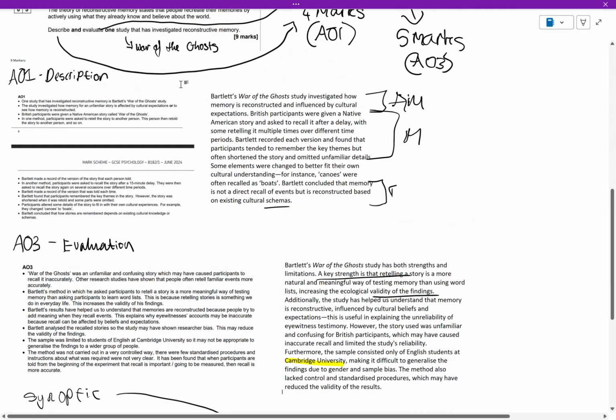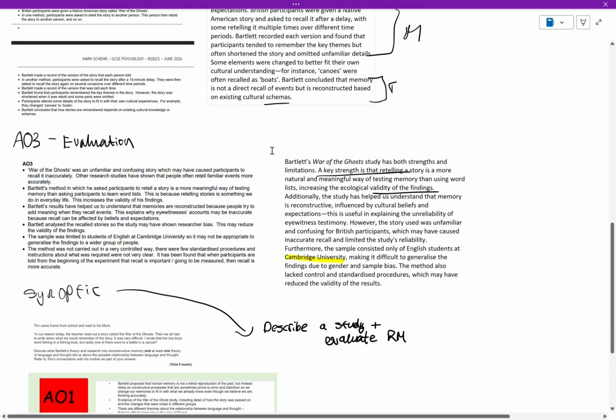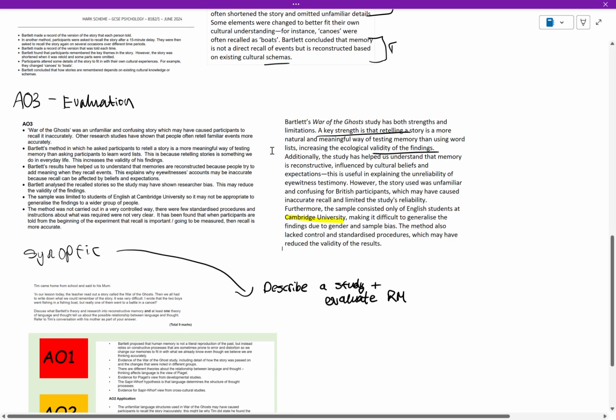Another example could be literally anything. It could be describe and evaluate Murdoch's serial position study. Describe and evaluate literally anything, any study, any theory you can think of that you cover in GCSE psychology, you can be asked a 9-marker on. You can also be asked 9 markers on not exactly studies and theories, but also concepts. So I've seen a couple 9 markers, for example, of describe and evaluate the use of interviews in psychological research, describe and evaluate the use of observations in psychological research, describe and evaluate literally anything. You might be unlucky, but you also might be lucky.